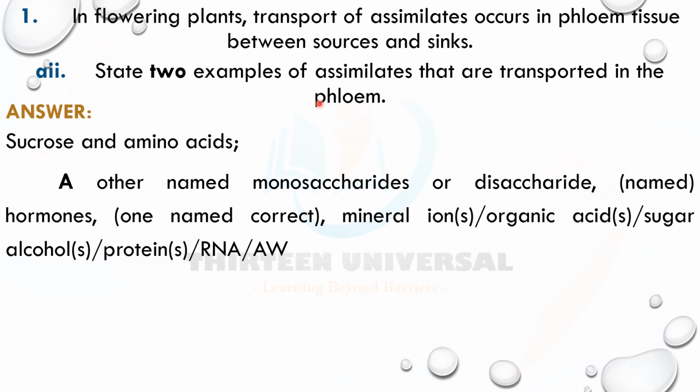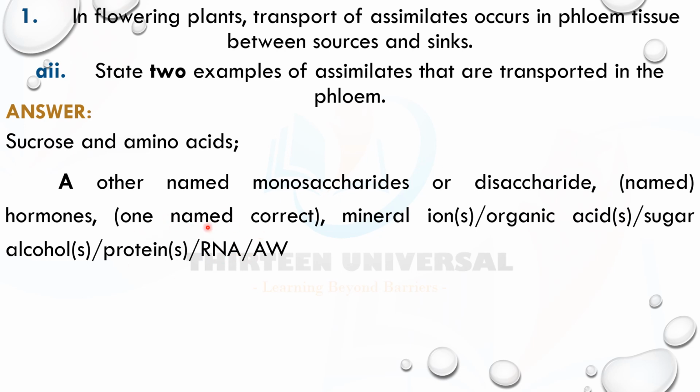Sucrose and amino acids are assimilates. They are molecules that are transported after they have been synthesized by the leaf, or by the source. Sucrose and amino acids. The mark scheme says accept other named monosaccharides and disaccharides, hormones like abscisic acid, mineral ions. Look at organic acids and alcohols too. So write it down if you don't know: sugars, organic acids, alcohols, proteins, RNA.